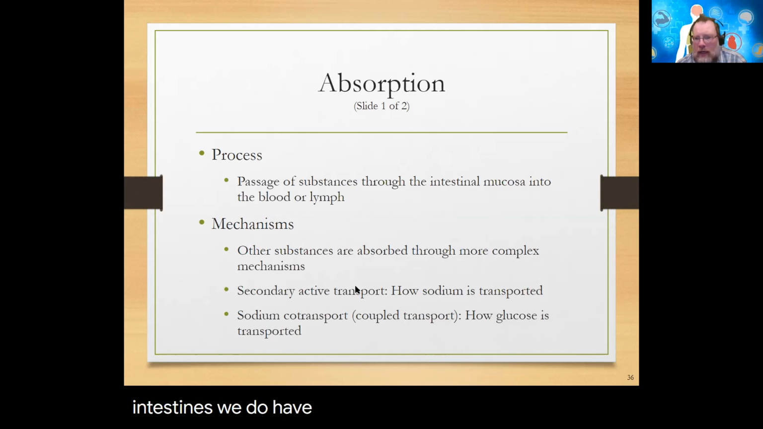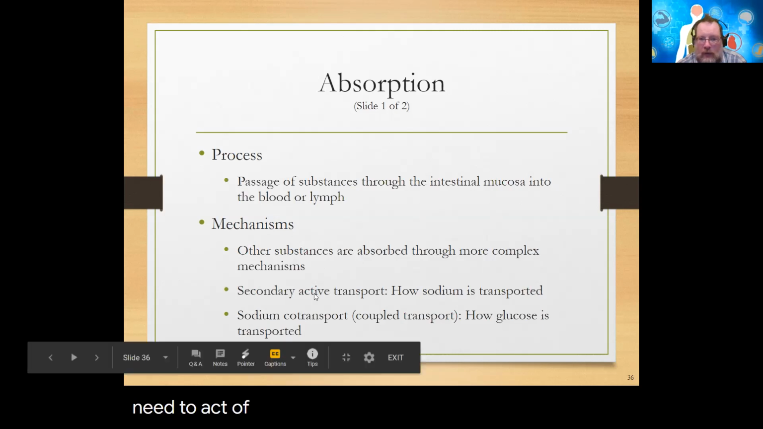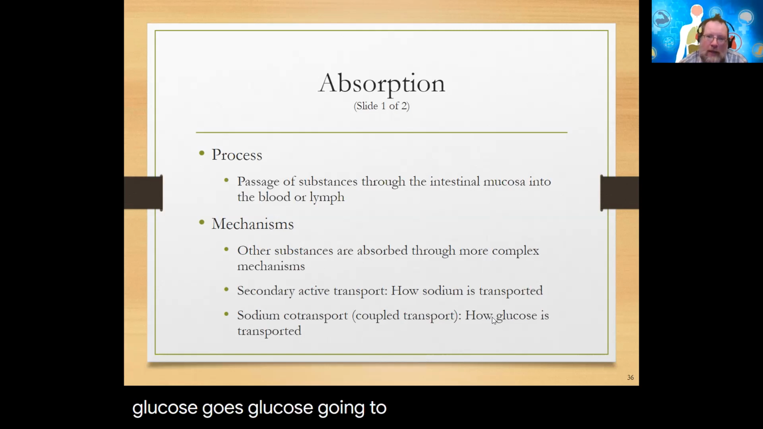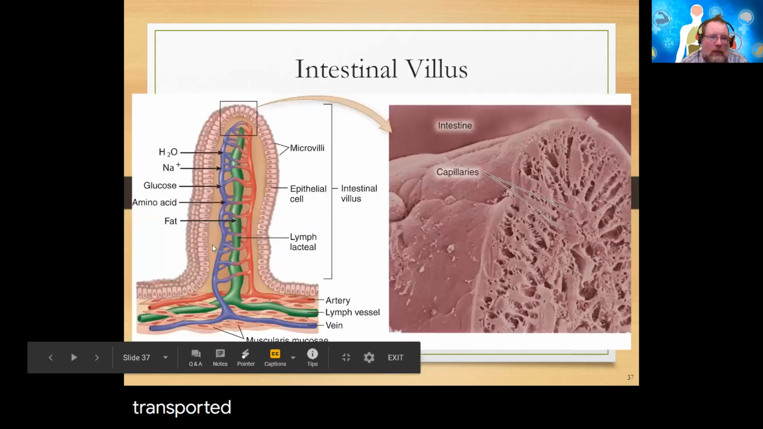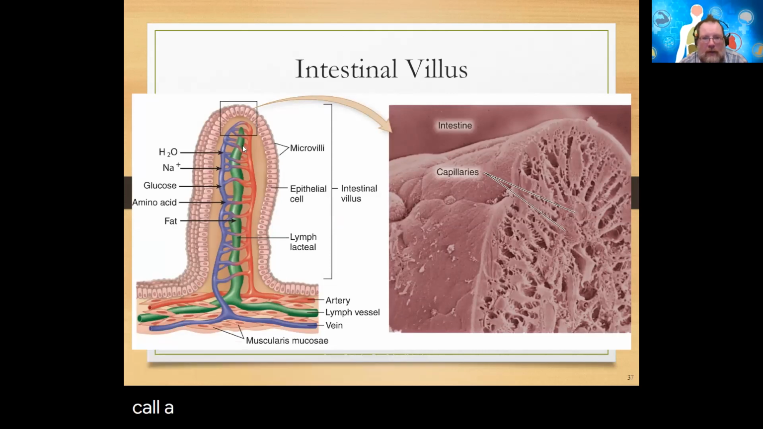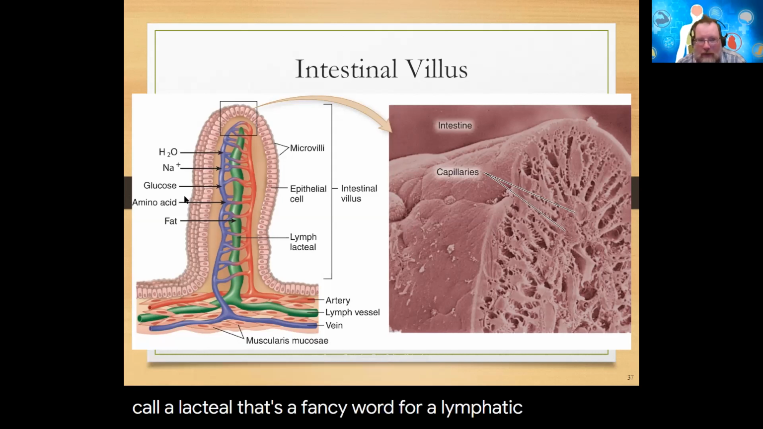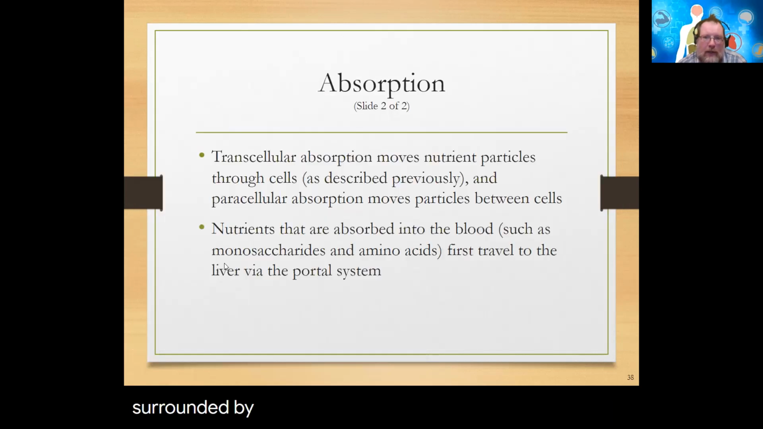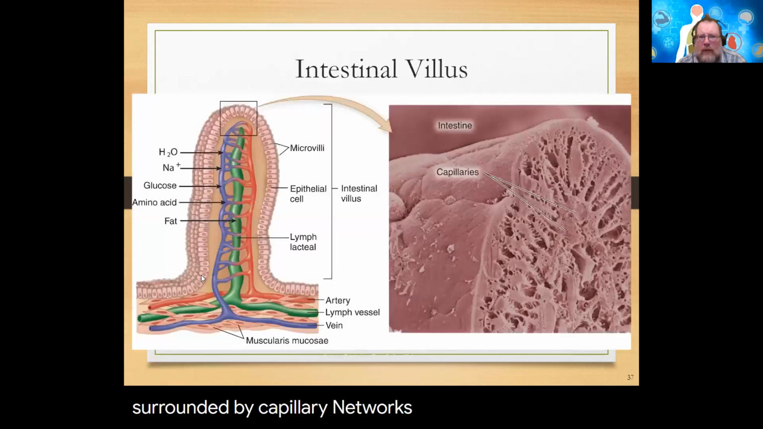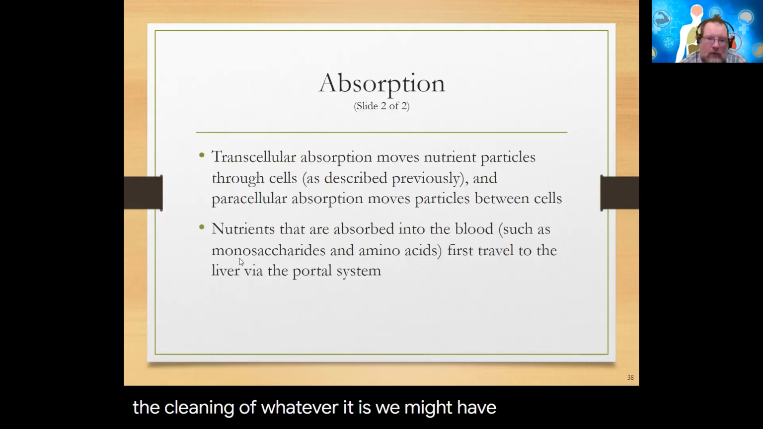And we do have secondary active transport. We're trying to push sodium against its concentration gradient. So we need active transport. We have co-transport. This is how glucose goes. Glucose is going to piggyback or get co-transported along with sodium. So here we can see what we call a lacteal. That's a fancy word for a lymphatic vessel that's surrounded by capillary networks. The presence of these helps with lipids. It also helps with some of the cleaning of whatever it is we might have consumed.